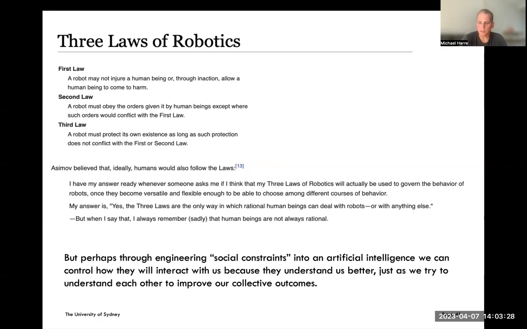Well, we need to start thinking about how they can understand us better in order to behave within our social constraints in such a way that benefits all of us.